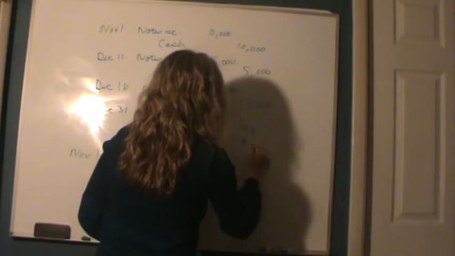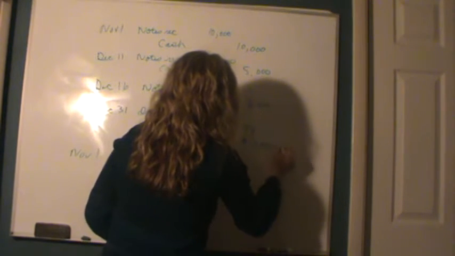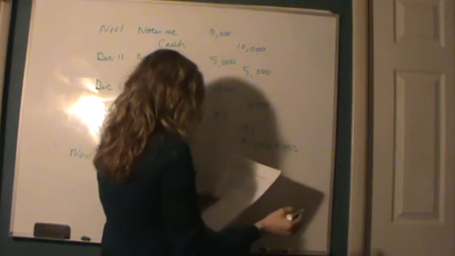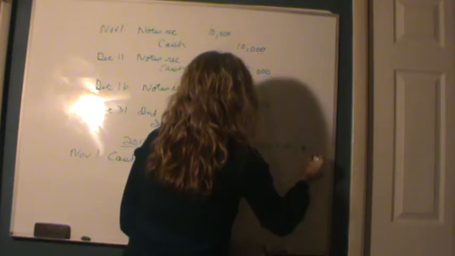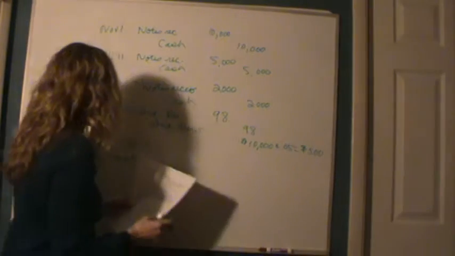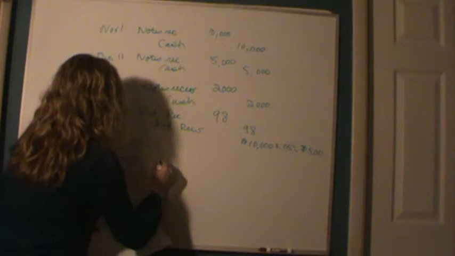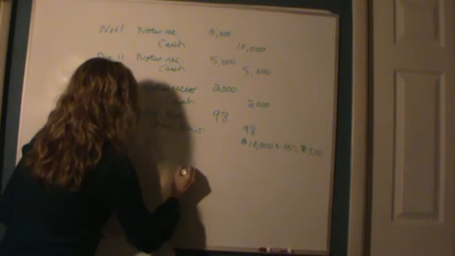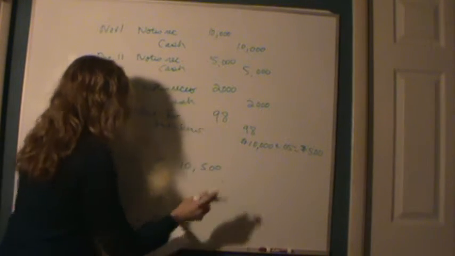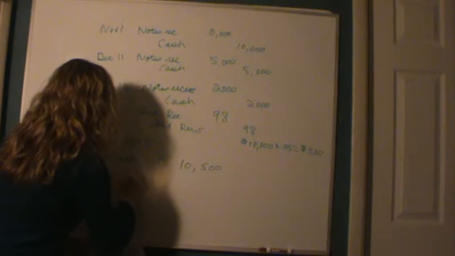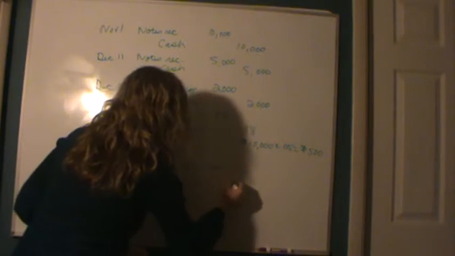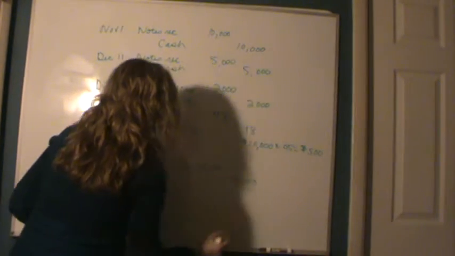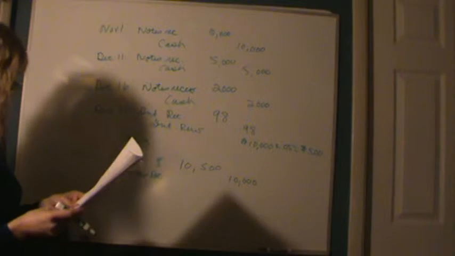They owe us 5% interest, and it's a 1-year loan. So $10,000 times 5% is going to be $500. So the cash we're going to get is going to be $10,500. Our note receivable, we need to take that off the books. The note receivable is $10,000. Now we have to account for the other $500.